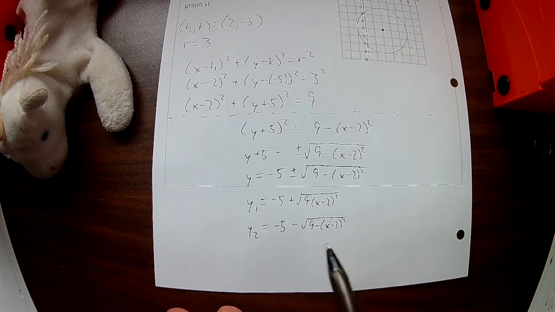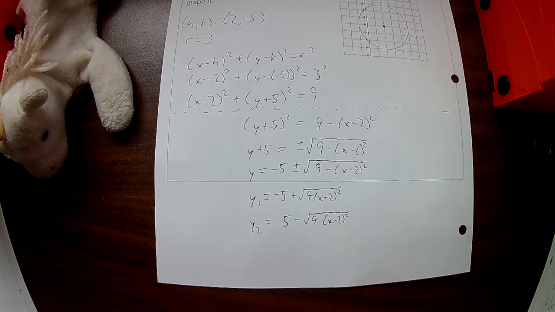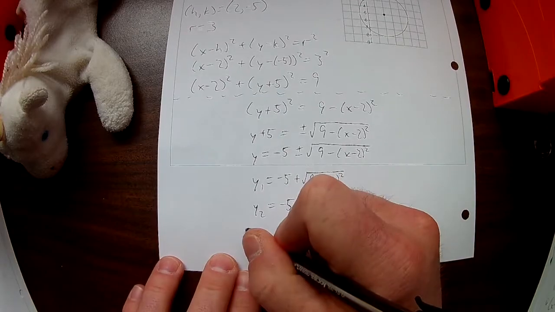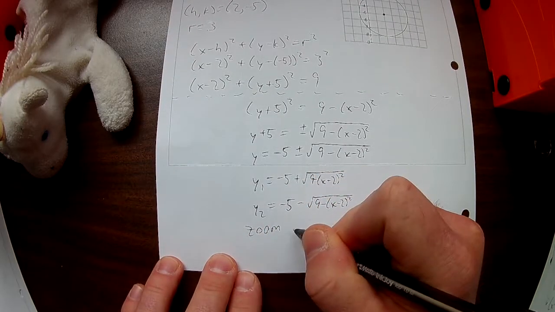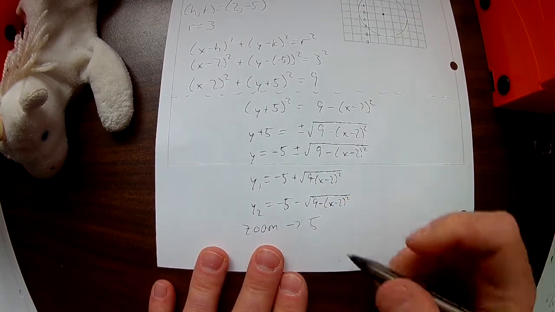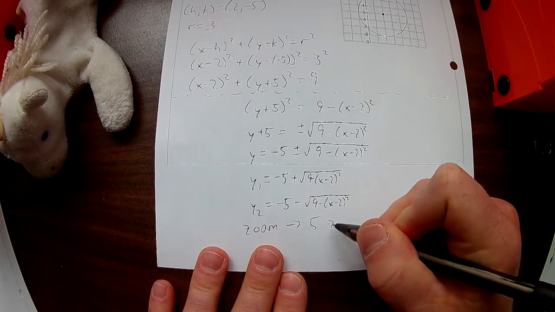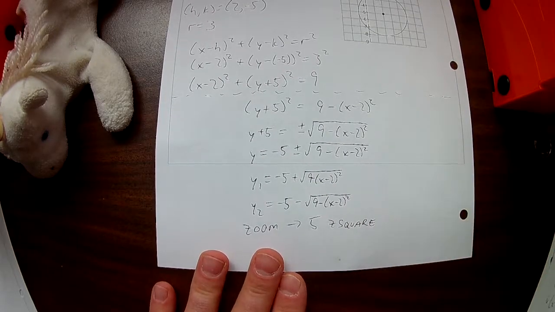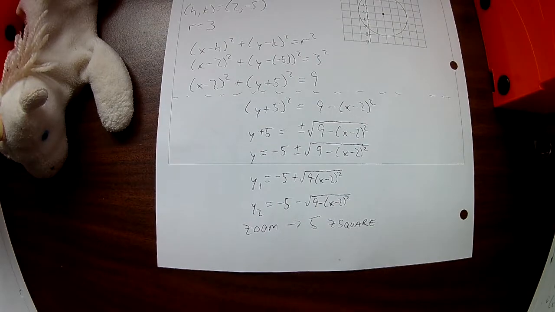Now, I will point out, if you have graphed this, it's going to look more football-y, and that's because of the aspect ratio of your calculator. In order to get this looking a little bit better, you can go into the zoom menu, and the zoom option that you would want to use is ZSquare, which is option 5. And that works for everybody, whether you're using an 83 or an 84.